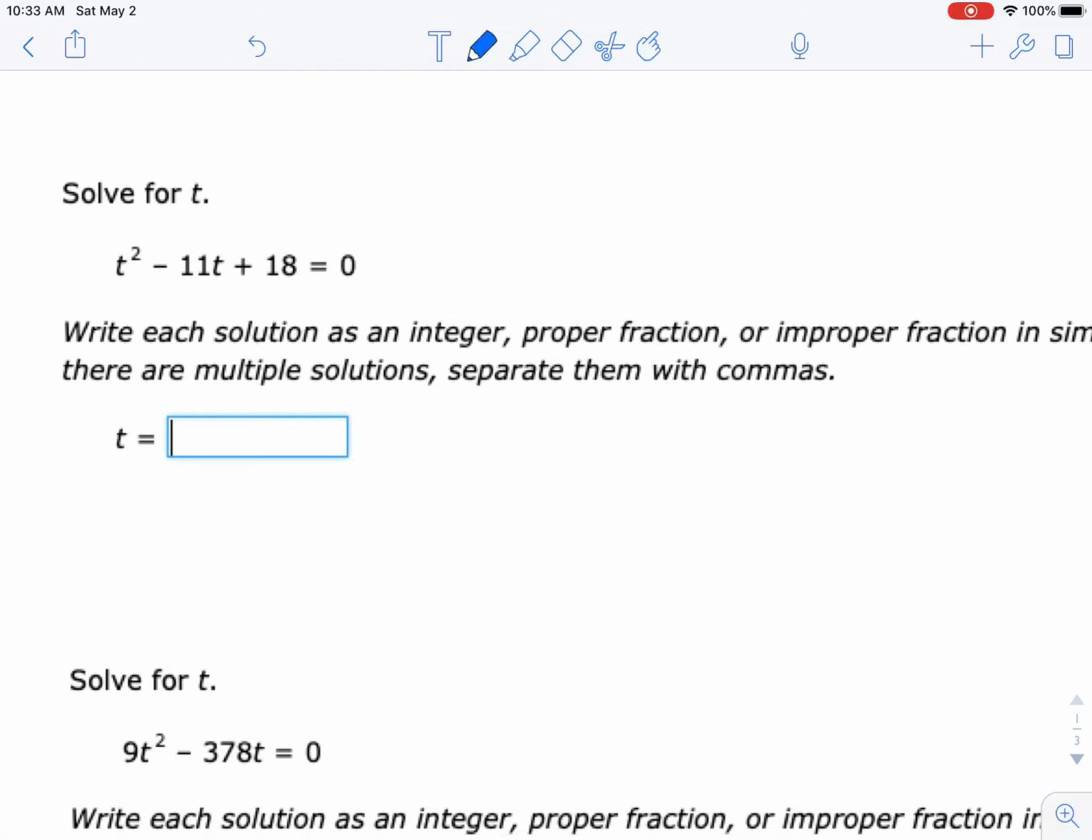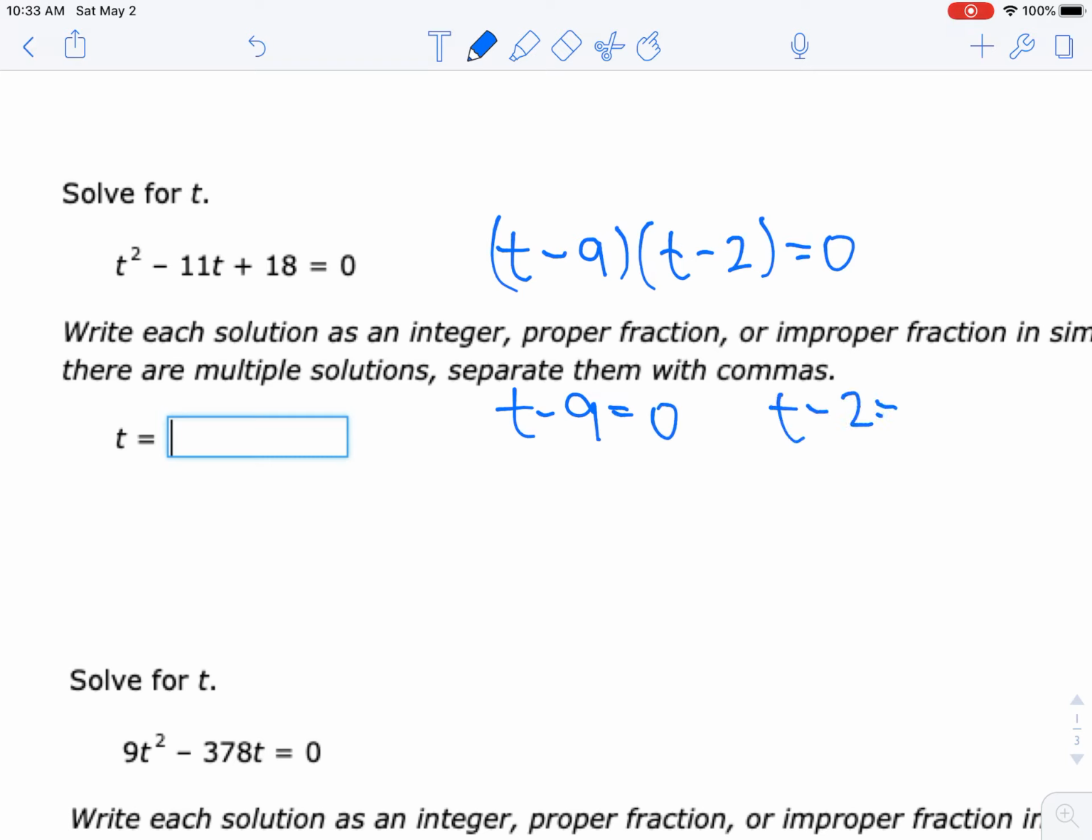Okay, in the next level, we have minus 11t plus 18, so I need two factors that add together to give you 11, but multiply together to give you 18, and it's negative 11, so both of these need to be negative. Set each equal to 0, and you get 9 and 2.